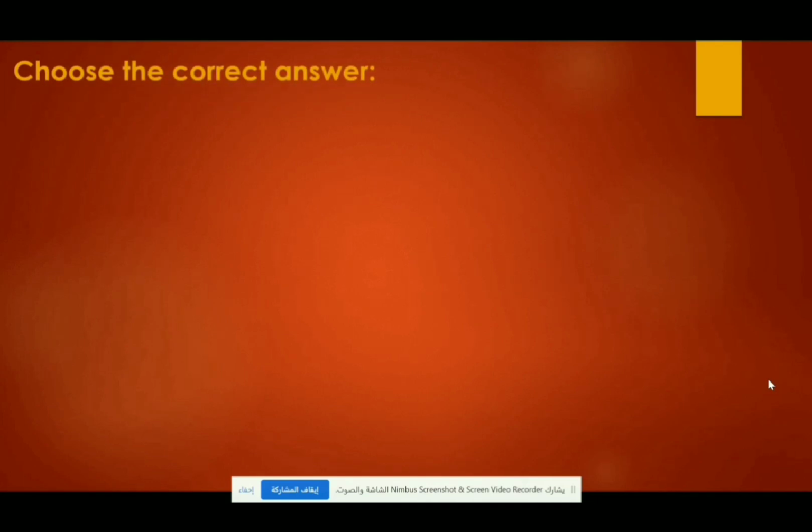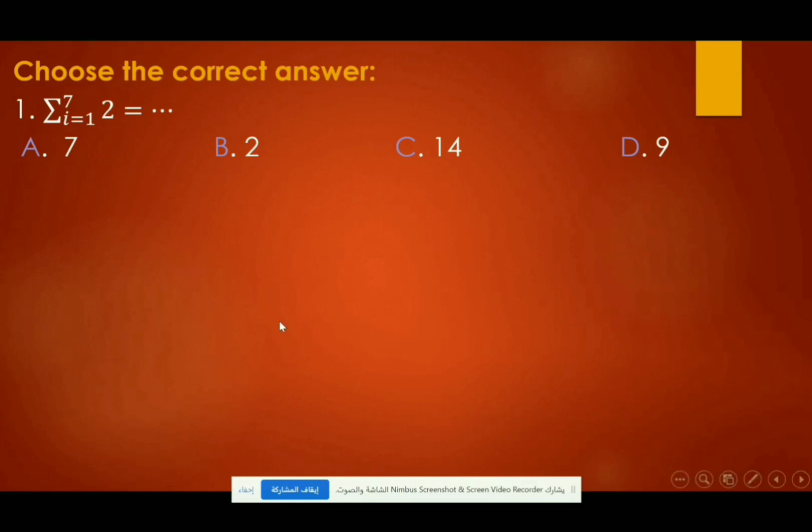Now choose the correct answer. Number 1, summation i from 1 to 7 of the constant 2. You have these choices: 7, 2, 14, or 9. Actually, according to property number 1, if you have any constant added 7 times, you have to multiply 7 by 2. So the result is 14. And this is clear for you in this step.